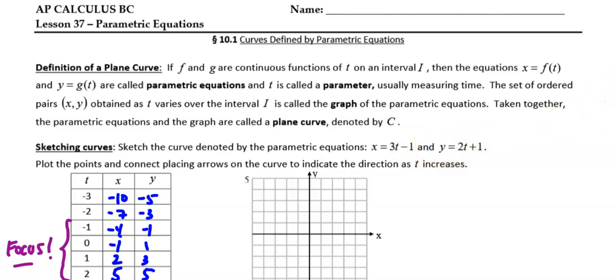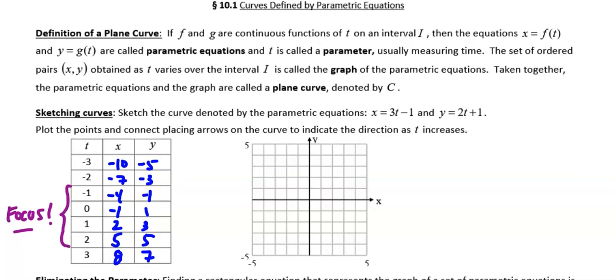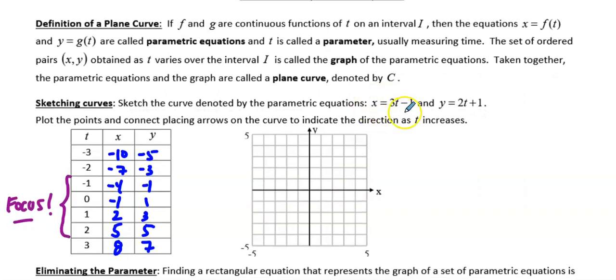One of the very first things they're going to ask you to do is something called eliminate the parameter. But before I get to that particular example, let me show you the visual of what's happening with these problems. If I give you the equation x equals 3t minus 1, and the function y equals 2t plus 1, I want to know what's going on with this graph.